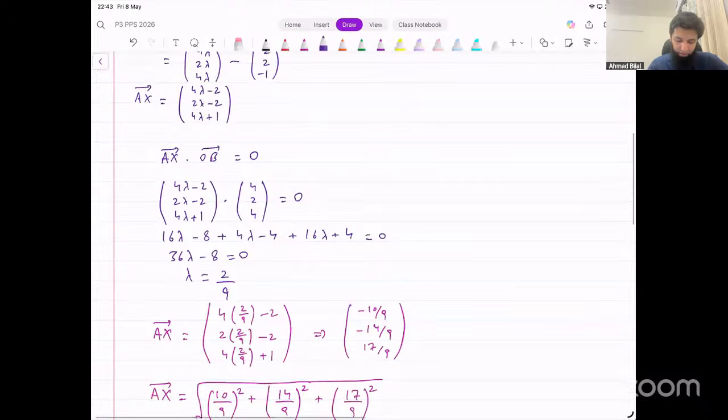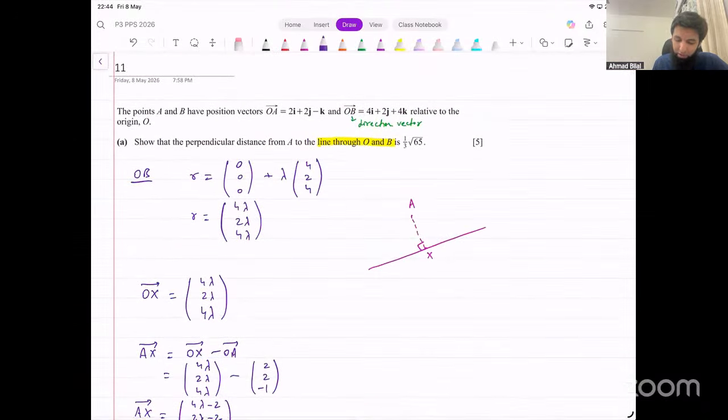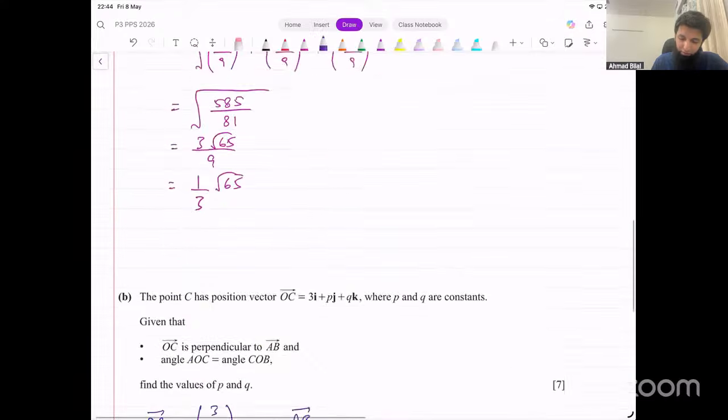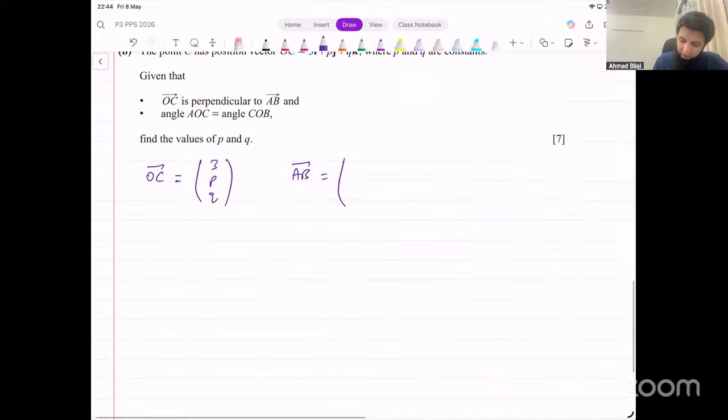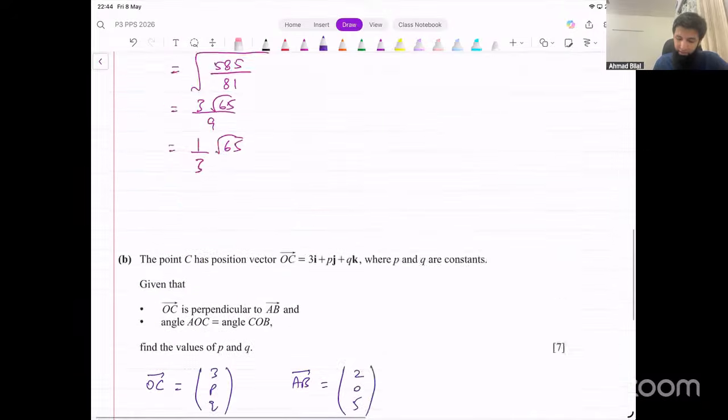Achha, AB vector, did we find that earlier? No, we did not do that. OB minus OA, that will be 2, 0, and 5. AB vector from the first part, I can say that's 205. I'll just confirm that again. 4 minus 2, that's 2. 2 minus 2 is 0. And 5. 205. That's the vector AB.